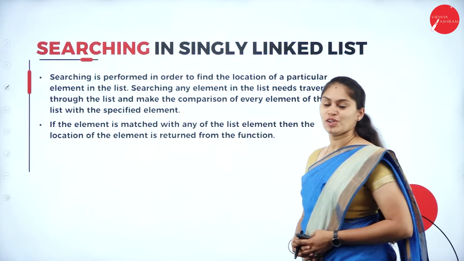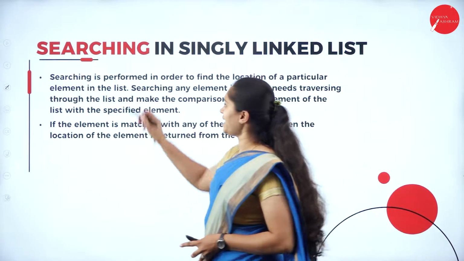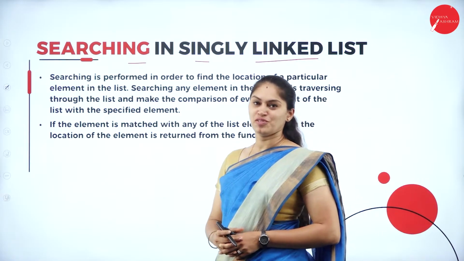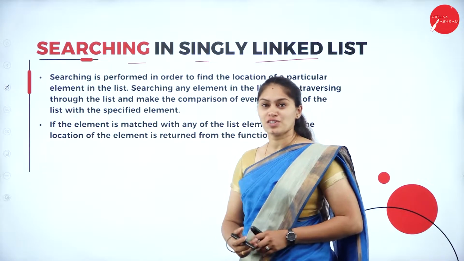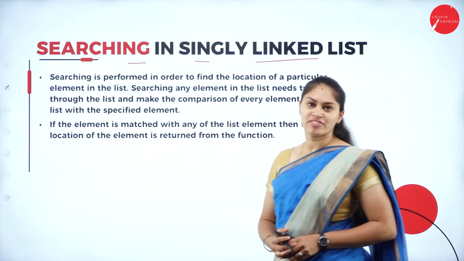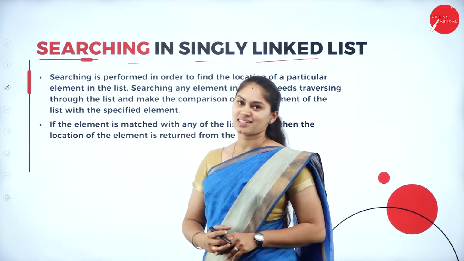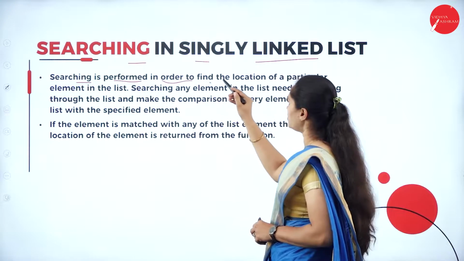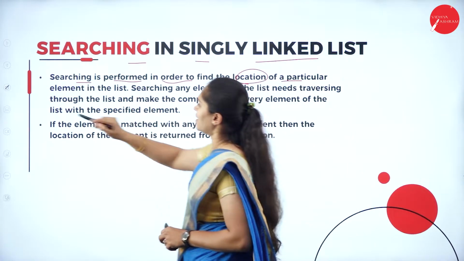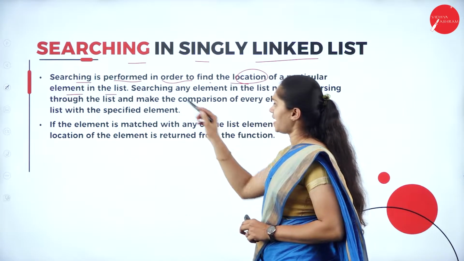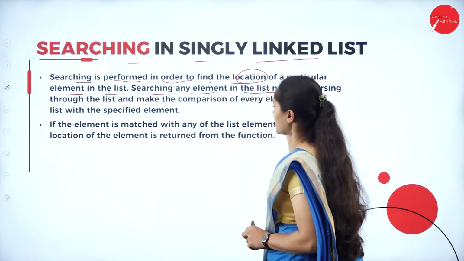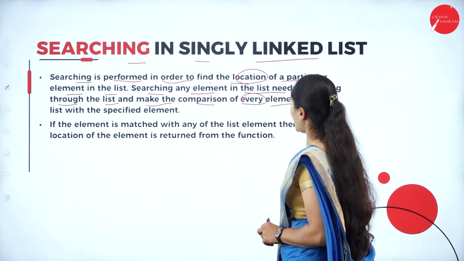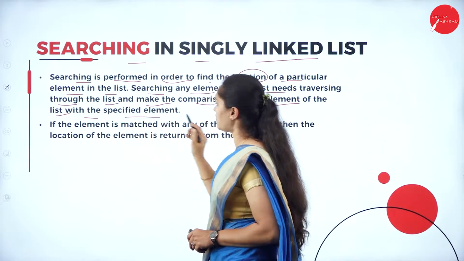So now we know what traversing is all about. Now we'll talk about searching in a singly linked list. What do you mean by searching? If you are finding the location of any element or node of a linked list, then we call that searching. Searching is performed in order to find the location of a particular element in the list. Searching for any element in the list needs traversing through the list and comparing every element of the list with a specified element.